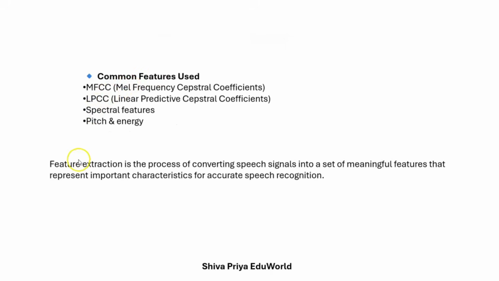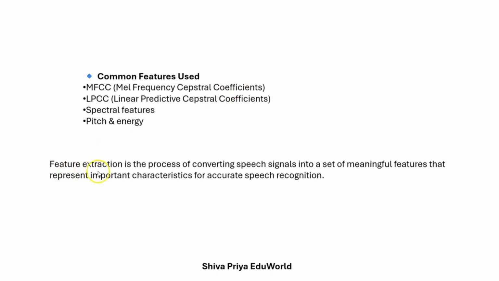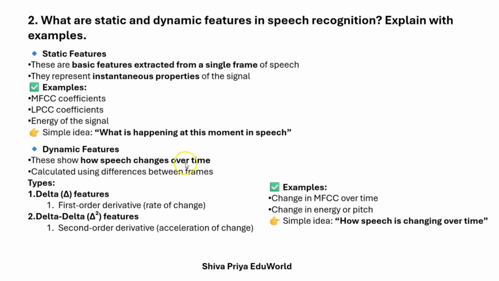Clear? Feature extraction is the process of converting speech signals into a set of meaningful features. That is why we are removing the noise and unnecessary data, and that represents the important characteristics for accurate speech recognition. Clear? This is what feature extraction means. Let us move to the next question.